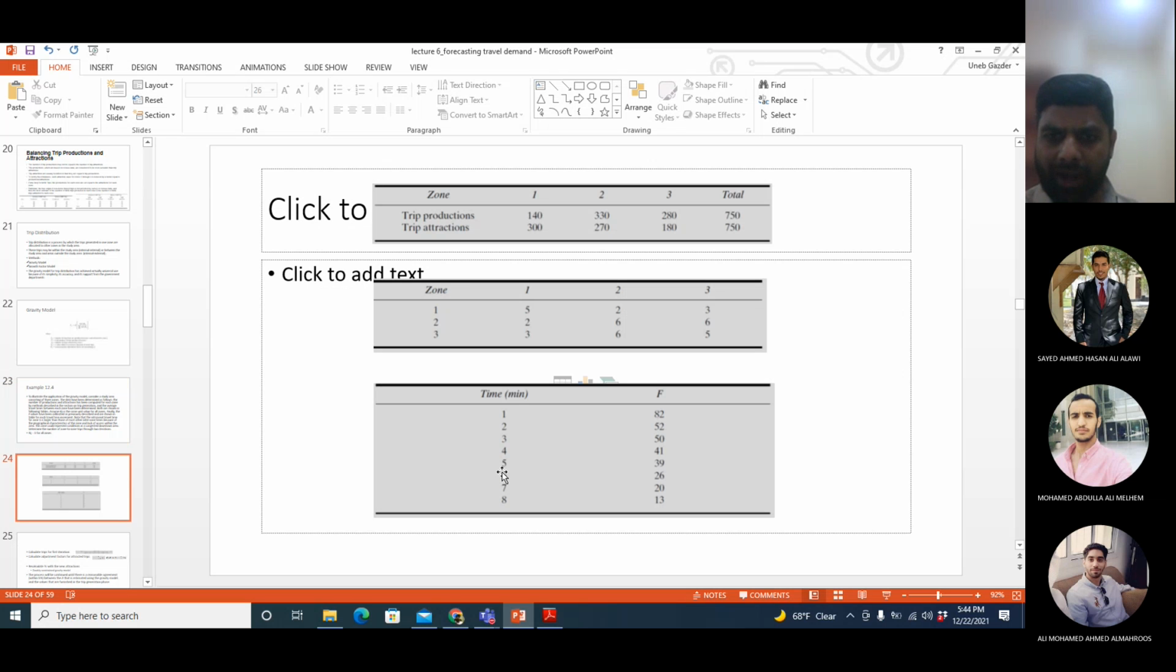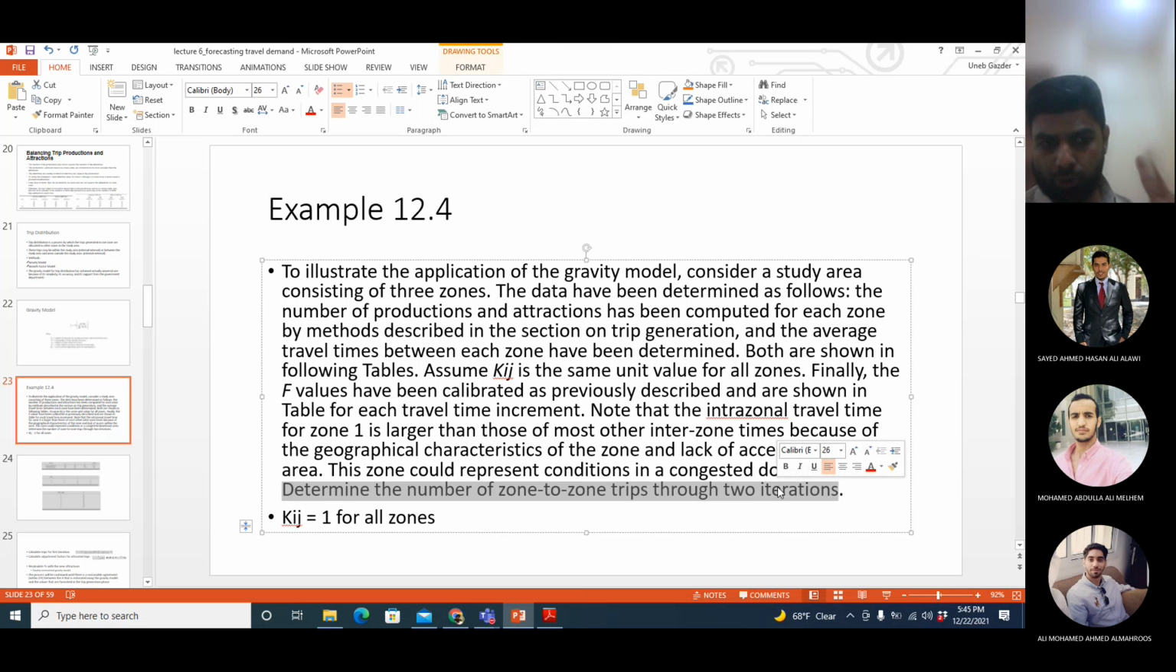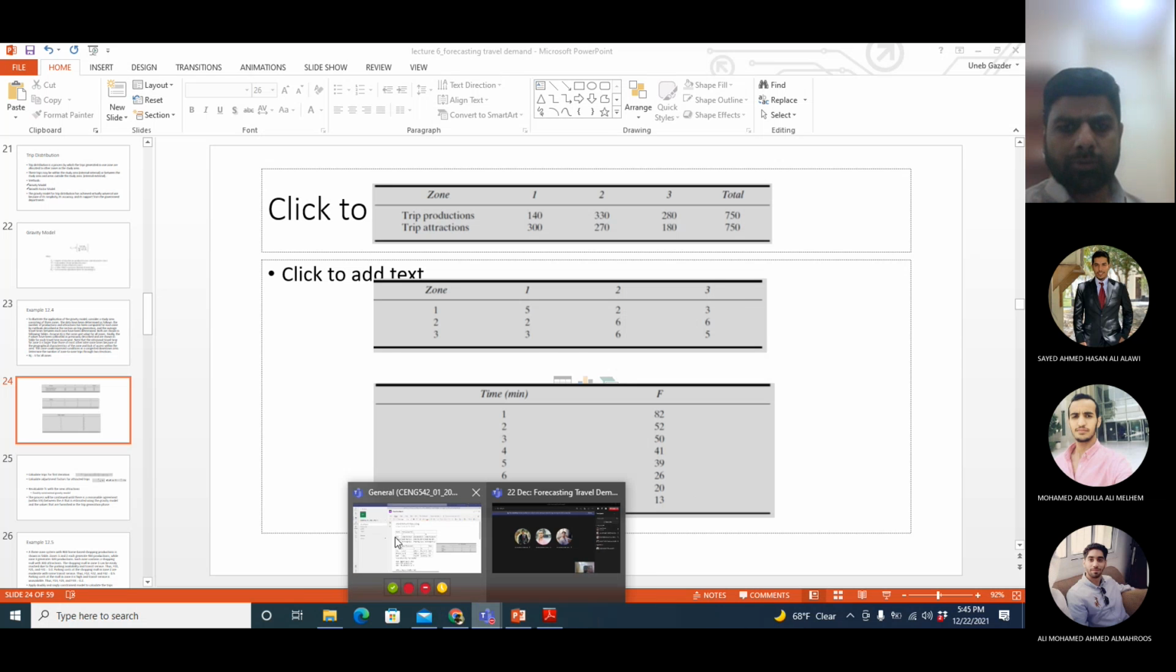If you go to the book, you will find a graph which is showing the F values and the T values. But again, they did not give any explanation. So this will come from trial and error as well. And K factor is 1, so there is no special socio-economic factor attracting the trips between the two zones. They are saying determine the number of zone to zone trips through two iterations. So we need to perform 2 iterations. This is the procedure here, and we will do it over here.